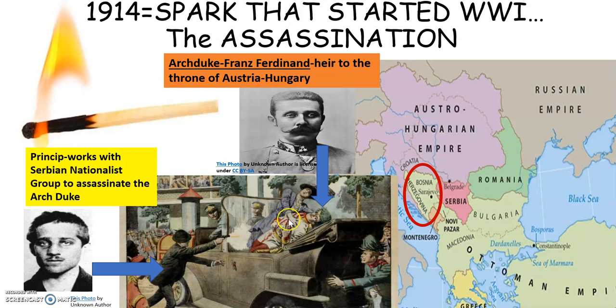Princip shoots both Franz Ferdinand and the Duchess at point blank range in their motorcade car, killing them almost instantly, and this is going to set in motion the spark, because Austria-Hungary is going to declare war on Serbia.